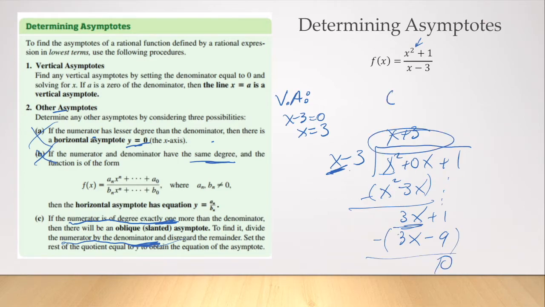So I have an oblique asymptote at y equals x plus 3. It's always going to be a line because its degree is one more than the denominator.